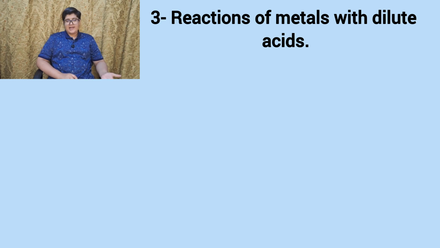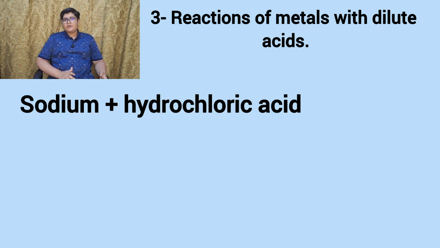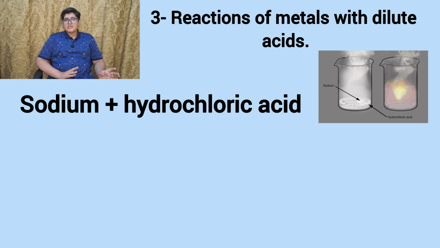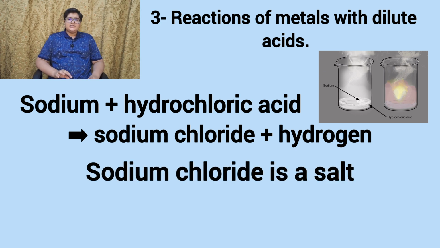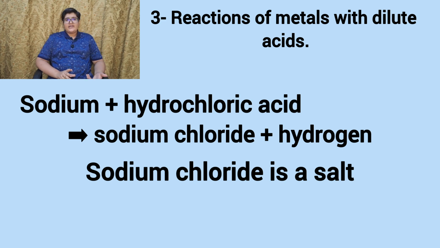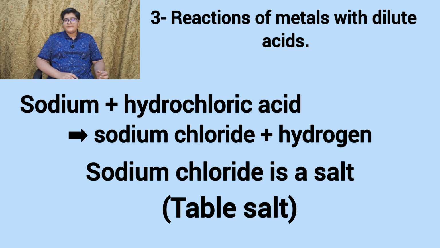Similarly, another reaction is when sodium reacts with hydrochloric acid. The equation will be sodium plus hydrochloric acid gives sodium chloride plus hydrogen. In this also a salt is formed. So in every reaction of a metal with dilute acid, a salt will be formed. Here sodium chloride is formed, which is a very famous salt. Basically, sodium chloride is the table salt which we use in everyday life. This was how metals react with water, oxygen and dilute acid.